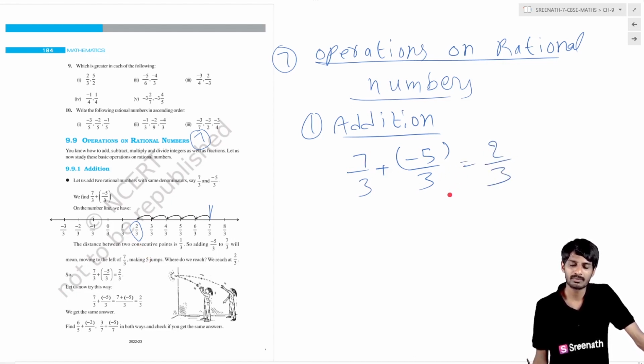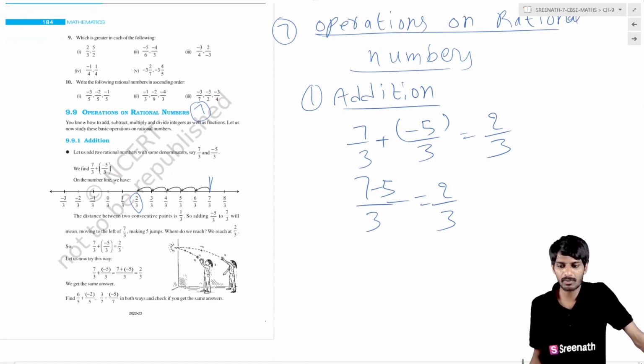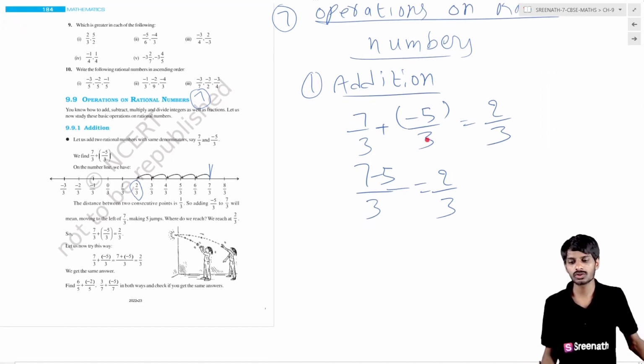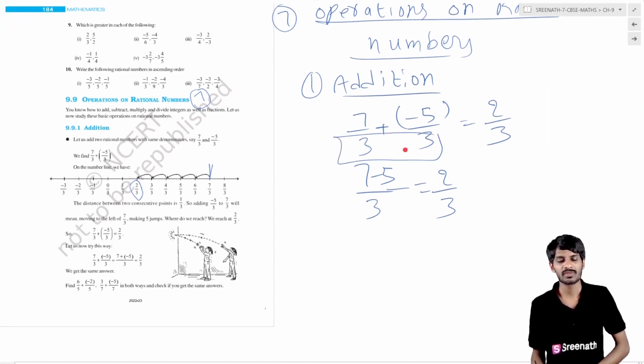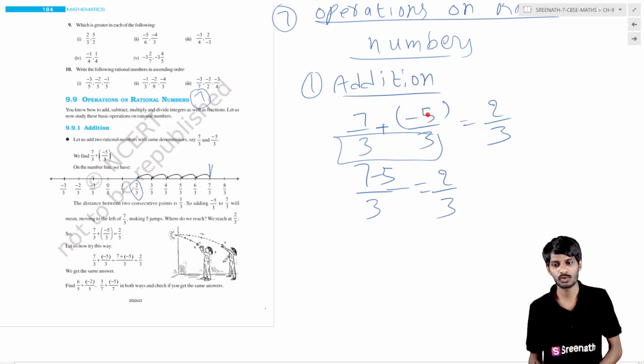So this is the simplification process. If you clearly observe, if both denominators are same, you can write 3, and 7 minus 5, that is also equal to 2 by 3. So how you will add rational numbers is very simple. If both denominators are same, then you can simply write that number in the denominator and add or subtract the numerators and write the result.